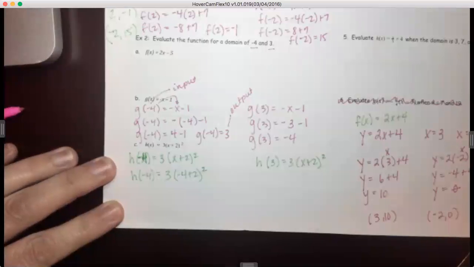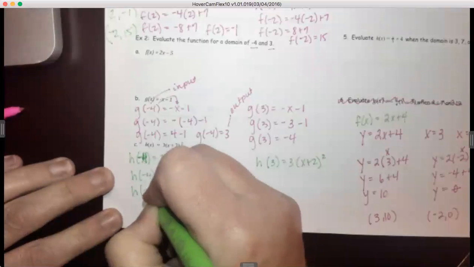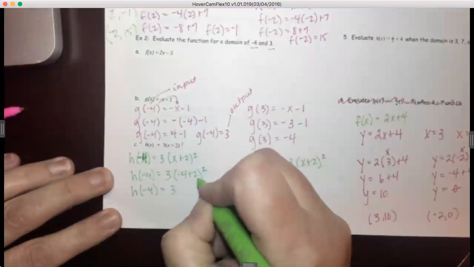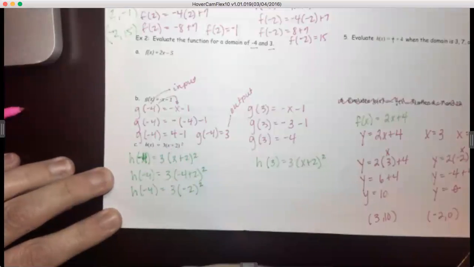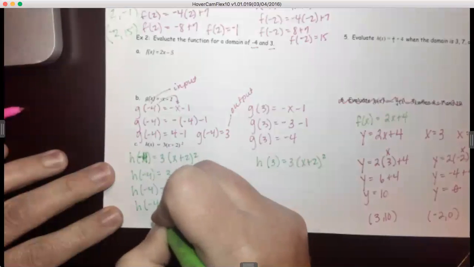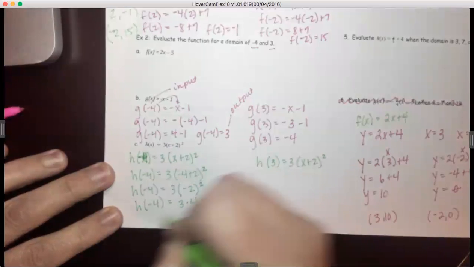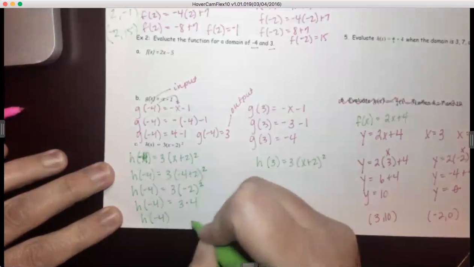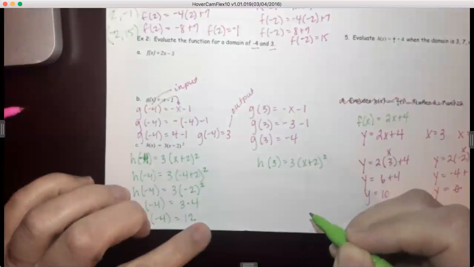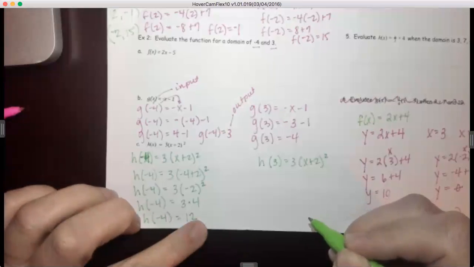So all I did was plug it in. I just replaced the x with the number -4. Now we're going to do parentheses first. -4 plus 2 is -2 squared. Now we're going to do exponents because that's how PEMDAS tells us to do it. Now, -2 times -2 is 4. So h of -4 is 12. Input, output, x, y, f of x.